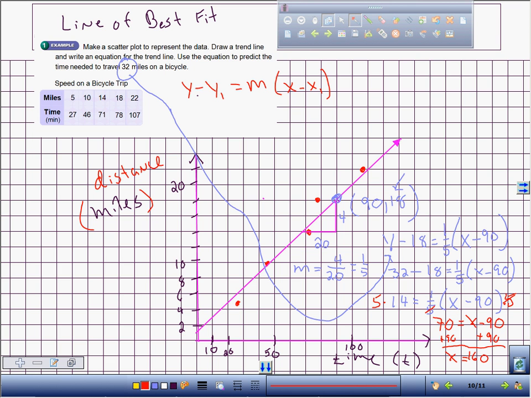Page 320, 1 through 5, which they actually have the graphs for you. You don't have to graph it. 1 through 5, they have the graphs for you. And all you have to do is find the trend line, okay? Then for 7 and 10, you have to go through that process that I just did. So you have to plot the points, come up with a graph, and see if you can come up with a trend, okay? All right, so give that a shot.